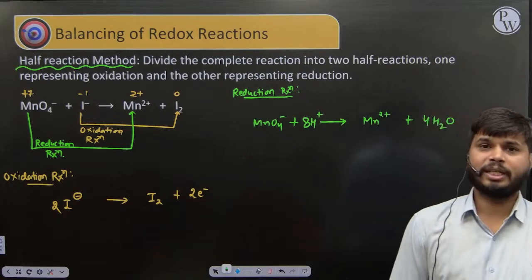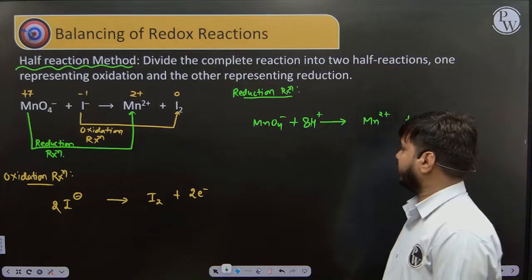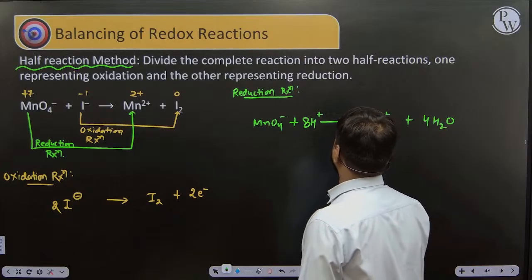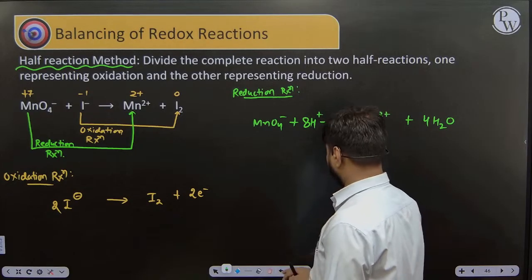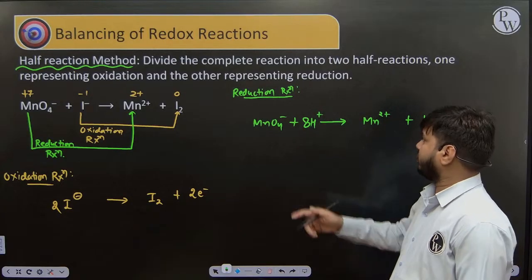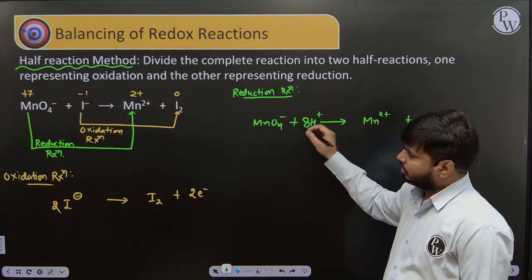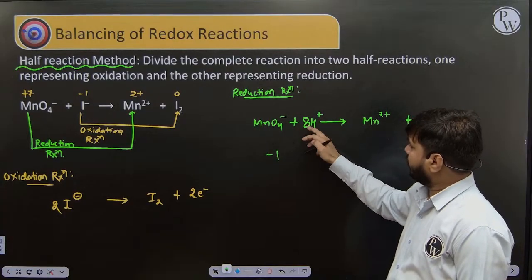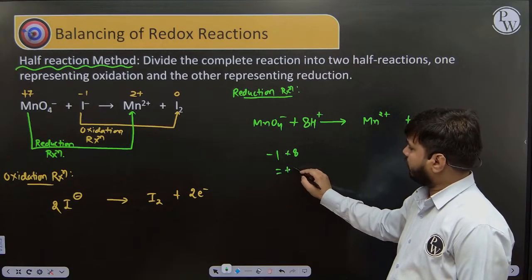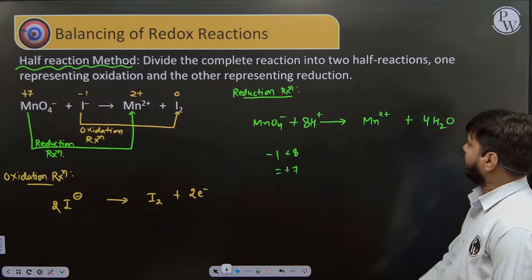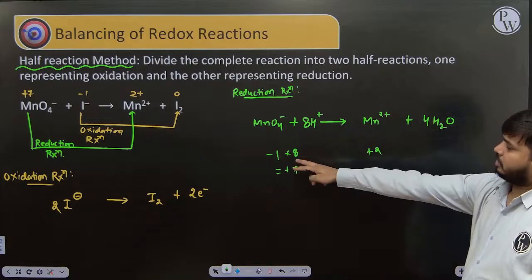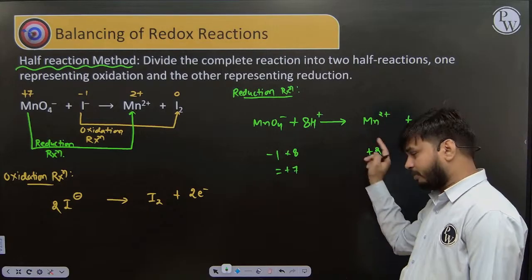We are going to put 8 H+ this side. Charge has to be balanced. Now everything is balanced. Look, what is the charge? -1 is there. 8 into +1, you have +8 charge. The total charge this side is +7. When you look at this side, the total charge is +2. So +7 that side, +7 that side, +2 this side.